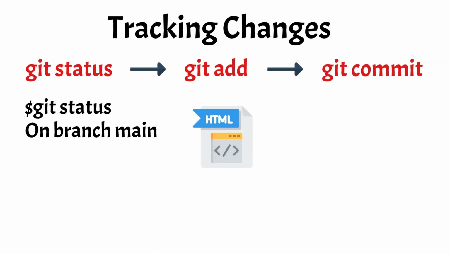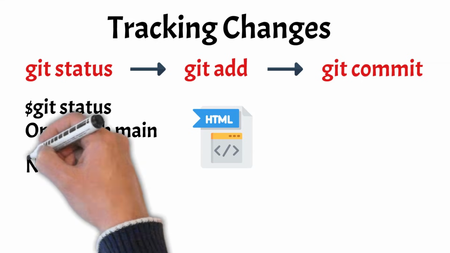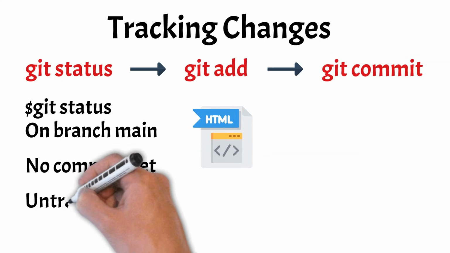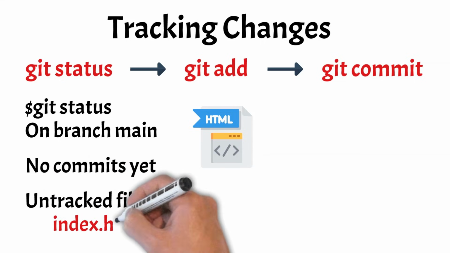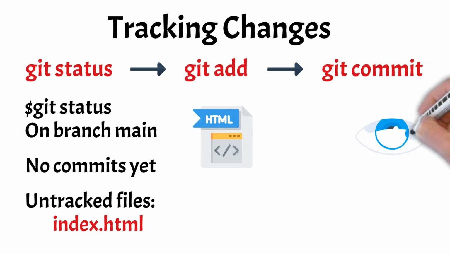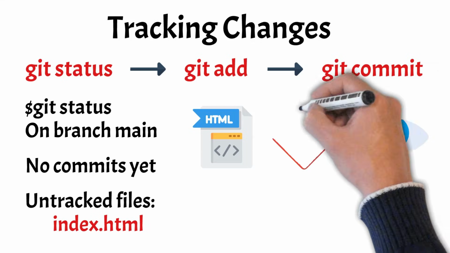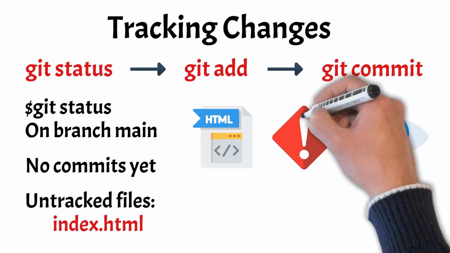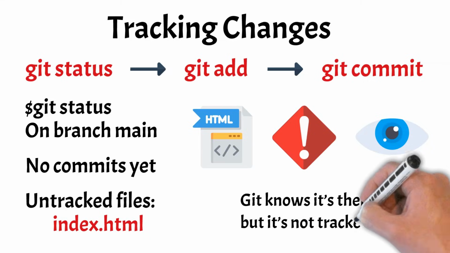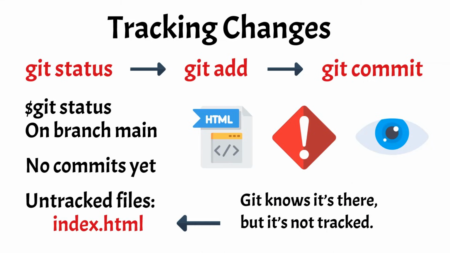The first line tells us that we're on the main branch. Right now, that's the only branch we have. The next line, "No commits yet," reminds us that we haven't saved any changes into Git's history. Finally, under "Untracked files," we see index.html. Git can see that this file exists, but since it hasn't been added yet, it's not being tracked. Git knows the file is there, but unless we explicitly add it, it won't be included in our project's version history.